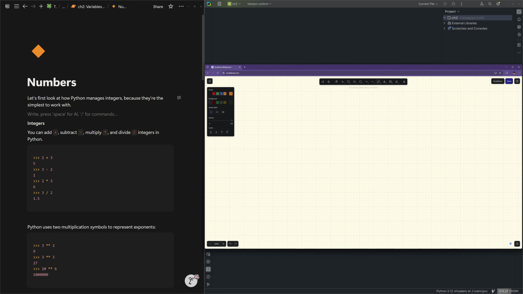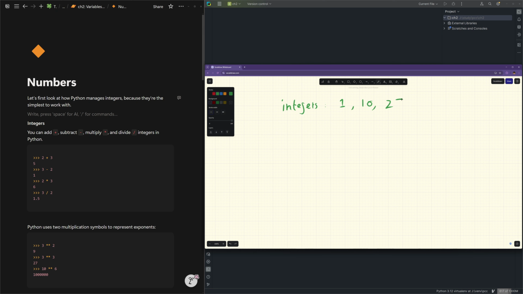Let me write it down. The first is called integers. These are the numbers without a decimal part. So for example, 1 is an integer, 10 is an integer, 25 is an integer.